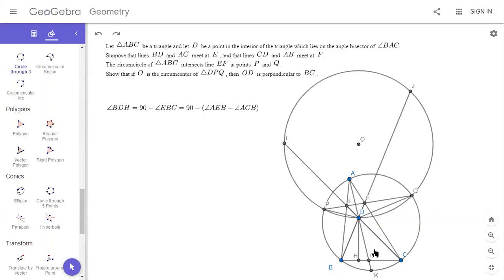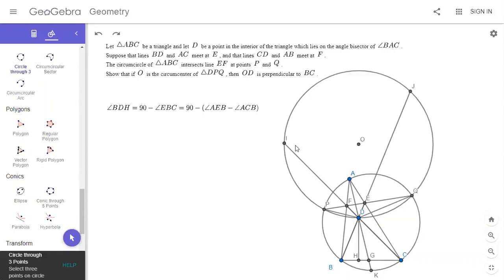I never thought about using Ceva. I don't know why, but basically Ceva. Yeah, I feel like we can use Ceva's theorem on triangle ABC with point D. But what made you think about I, J, B, and C being cyclic?